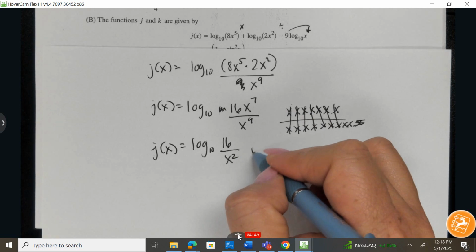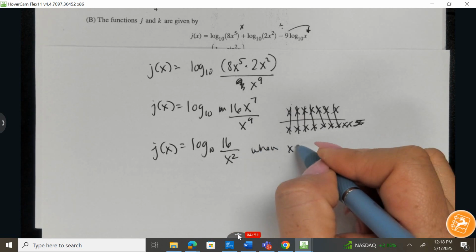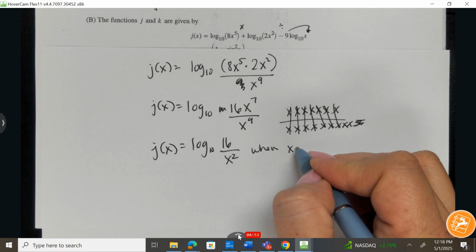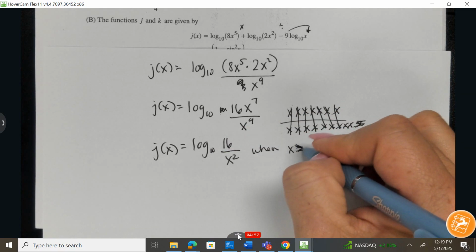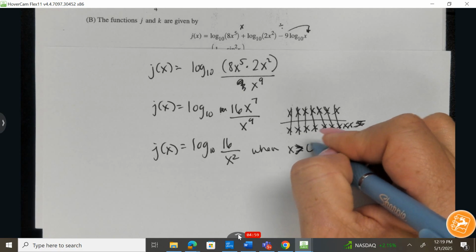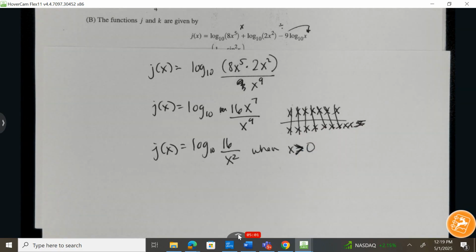So this is when x is not equal to... Oh, actually, we can never even have a negative behind here. So when x is greater than 0. When x is greater than 0.